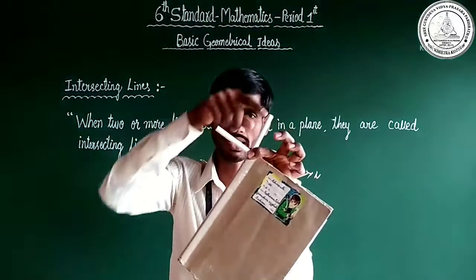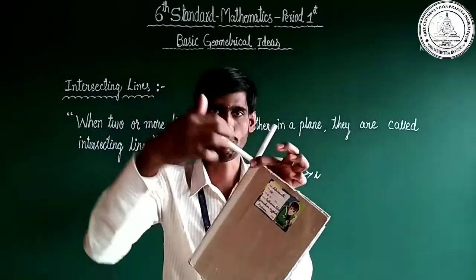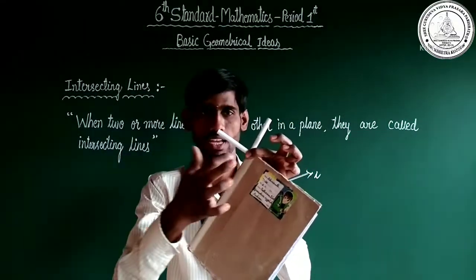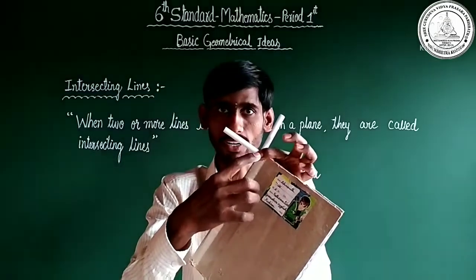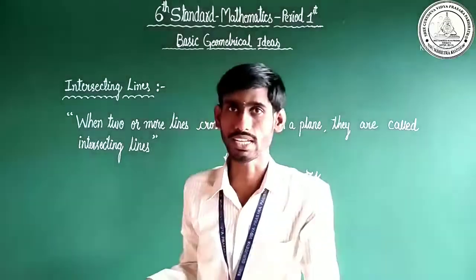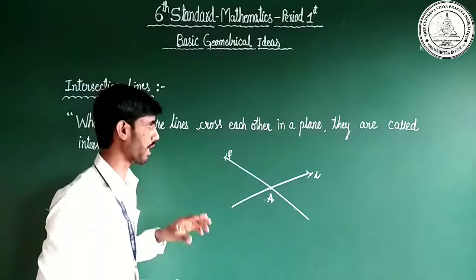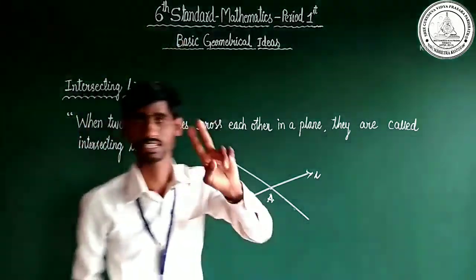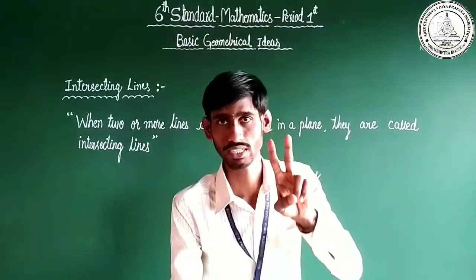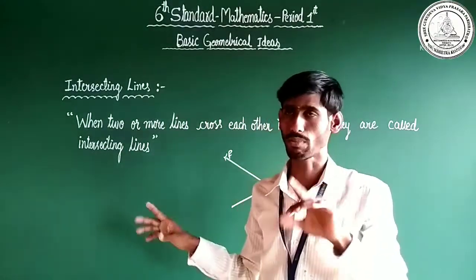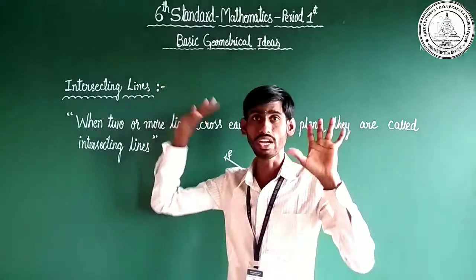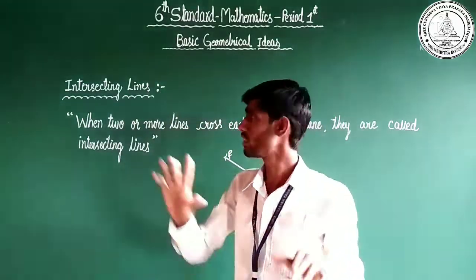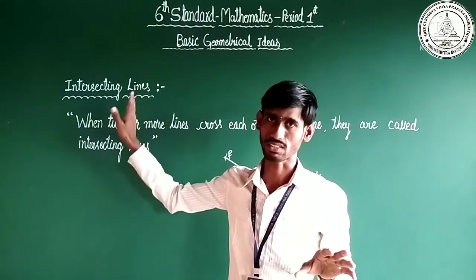This is line L. This is line P. These two lines are intersecting in a single point. If any two lines intersect in a single point in a single plane, we call them intersecting lines. Dear children, you should know the spelling of intersect.